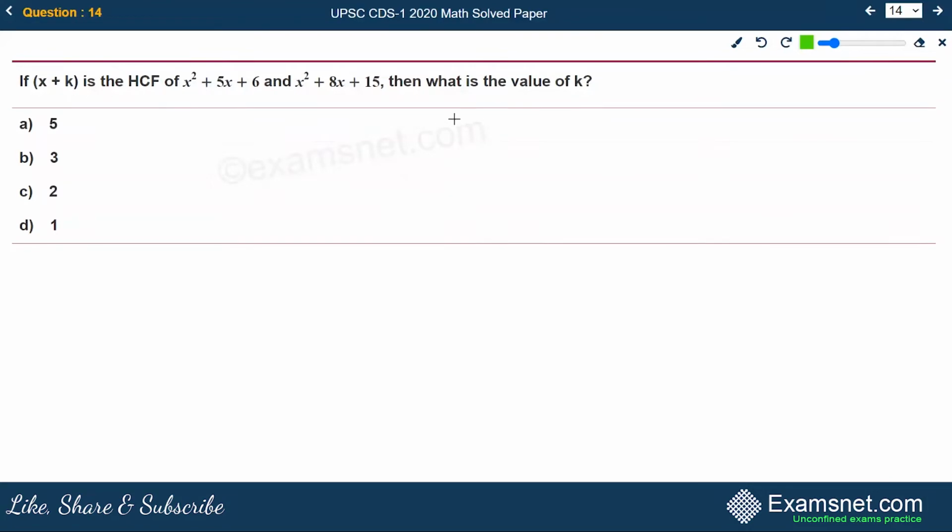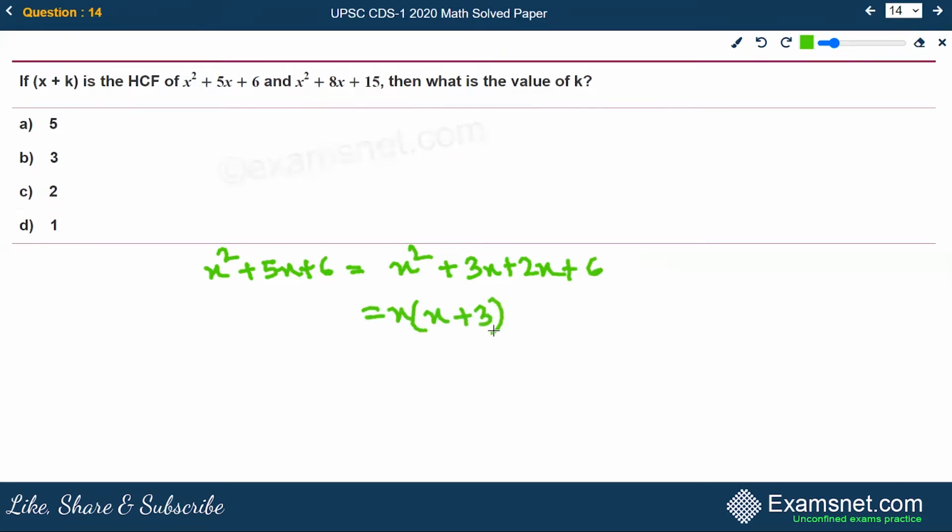In question number 14, we are given: if x plus k is the HCF of x square plus 5x plus 6 and x square plus 8x plus 15, then what is the value of k? We can factorize both of them. X square plus 5x plus 6, let's factorize it. We will get x square plus 3x plus 2x plus 6. Further, after taking common x, and after taking common 2, the factors are x plus 3 and x plus 2.